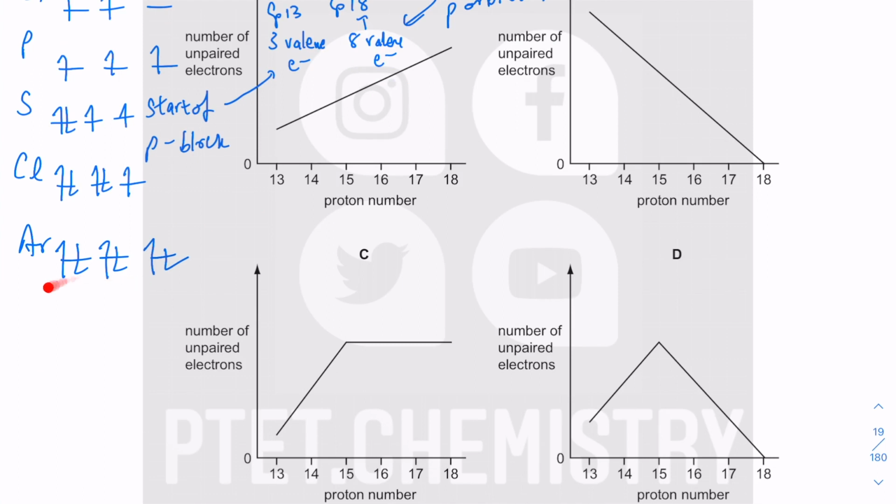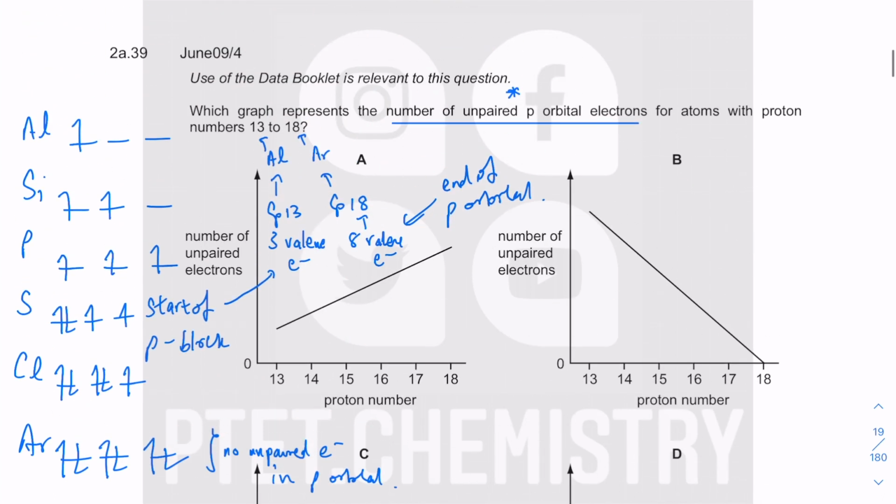So that means after the 3s2 gets filled in by sodium and magnesium, you will fill up aluminium all the way to argon with 6 more electrons. This is completely filled. There are no unpaired electrons in the p orbital. That was what the question asked: the number of unpaired p orbital electrons. There is 1 there.